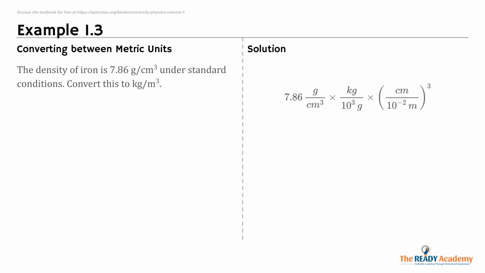Solution. 7.86 grams per cubic centimeter times 1 kilogram per 10 to the 3 grams times the quantity 1 centimeter per 10 to the minus 2 meters, cubed. After performing the necessary calculations and unit cancellations, we get a final answer of 7.86 times 10 to the 3 kilograms per cubic meter.